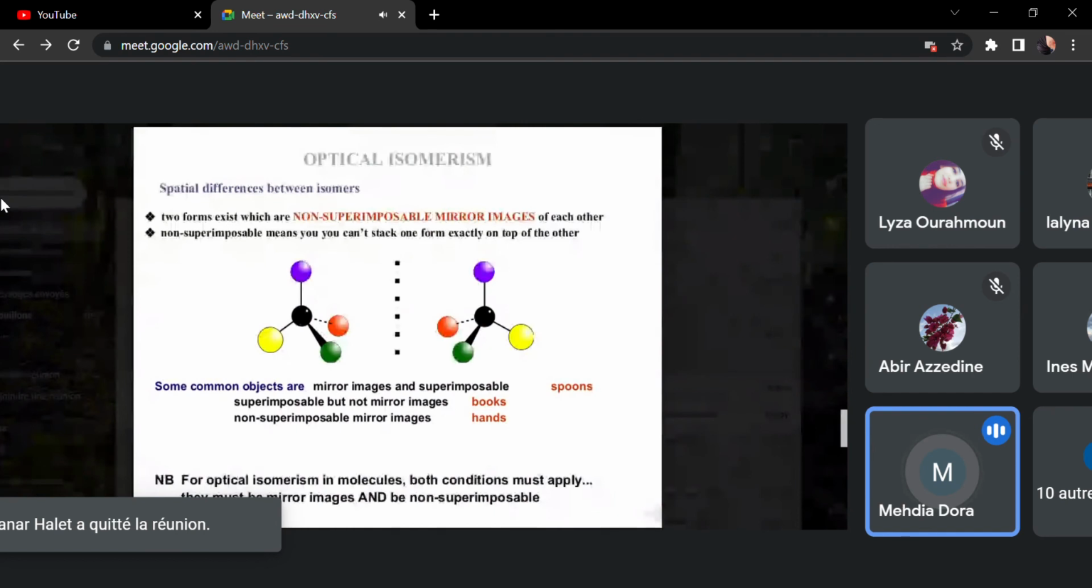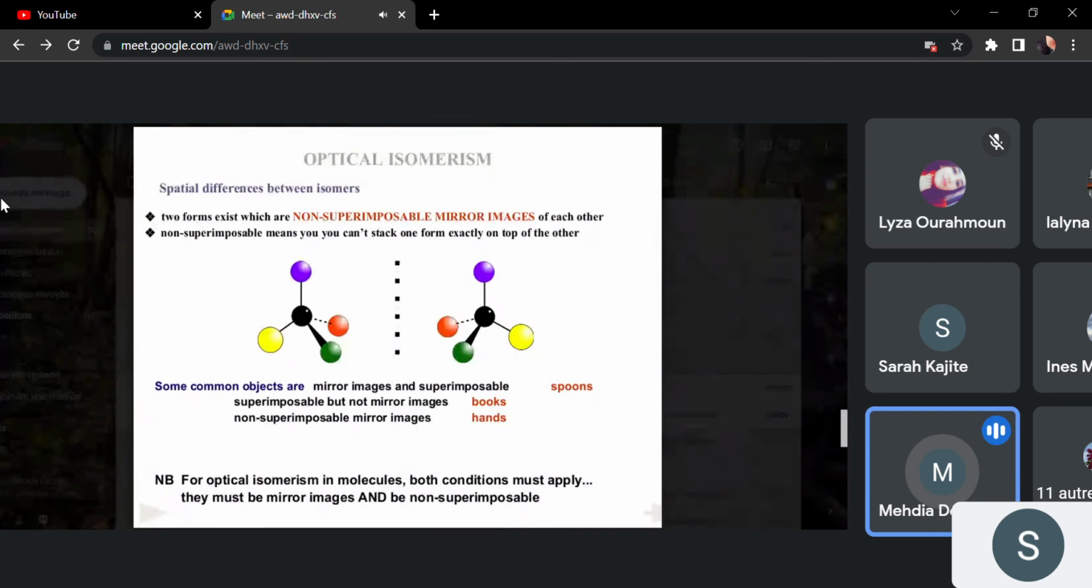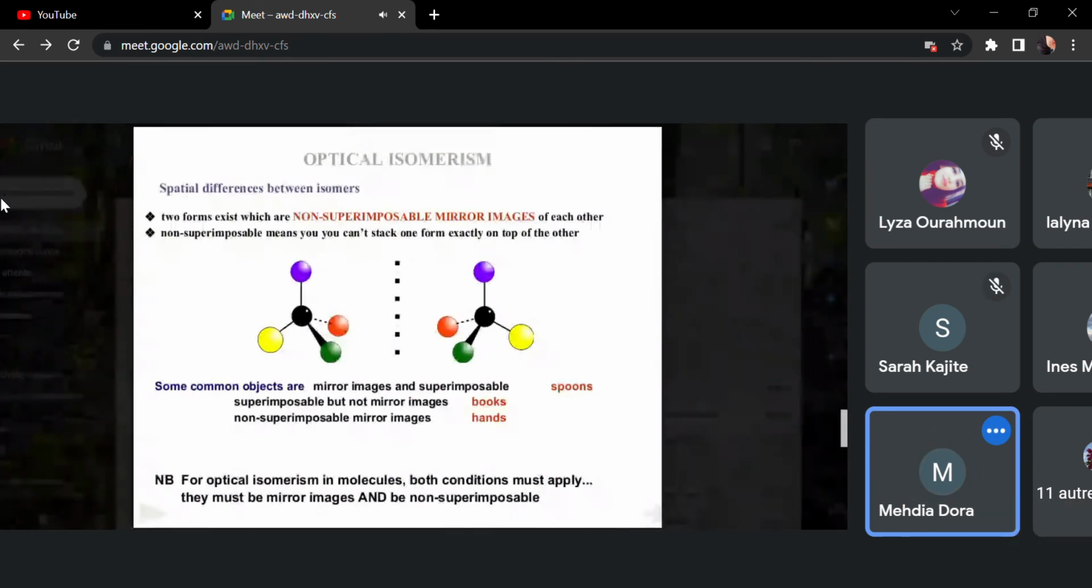you could see the two molecules. This is the mirror between them. If you try to superimpose the molecule on the left onto the one on the right, they are not superimposable. We have the black on the black, the purple on the purple, but the yellow is not on the red, the red is not on the yellow, etc. So we have here some directions.